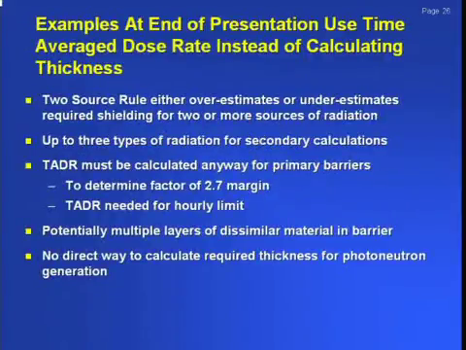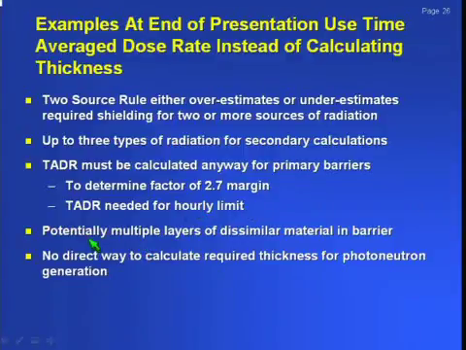The examples at the end of the presentation use what we call the time averaged dose rate instead of calculating thickness. And this is the way NCRP 151 is written. The two-source rule will many times overestimate or underestimate your required shielding for two or more sources. It gets very complicated. So what is more straightforward to use is this time-averaged dose rate. You have to calculate it anyway because you have to do it for all your primary barriers to verify that you meet that hourly limit.